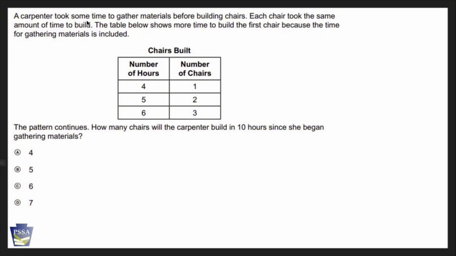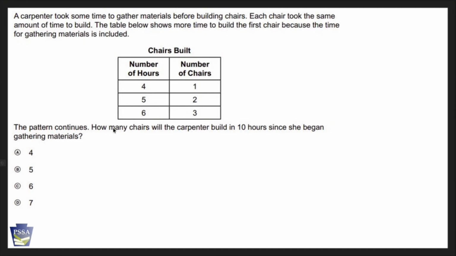A carpenter took some time to gather materials before building chairs. Each chair took the same amount of time to build. The table below shows more time to build the first chair because the time for gathering materials is included. So here's a table. The guy took a couple hours to get some wood and nails and hammers and stuff. And then after 4 hours of gathering stuff and work, he built one chair. After 5 hours of all that, 2 chairs. 6 hours of all that, 3 chairs.